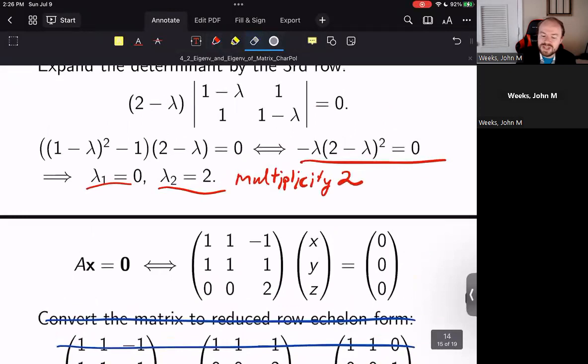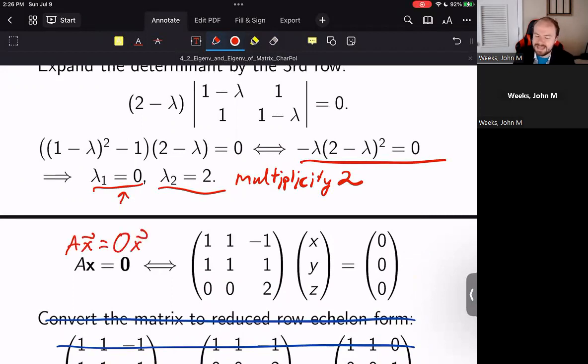Okay, well, now let's see what happens when I try and go through and solve for each of these. Well, I have 0 as an eigenvalue. What does it mean to have 0 as an eigenvalue? That I'm getting a non-trivial solution to this equation, A times x equals 0 times x. That's exactly this equation here. It's the homogeneous equation.